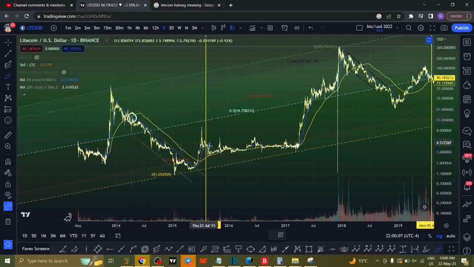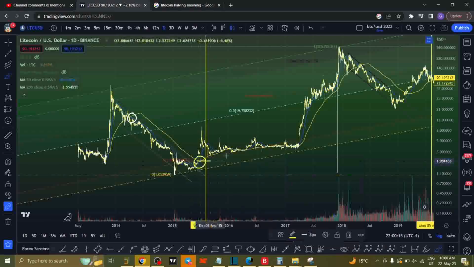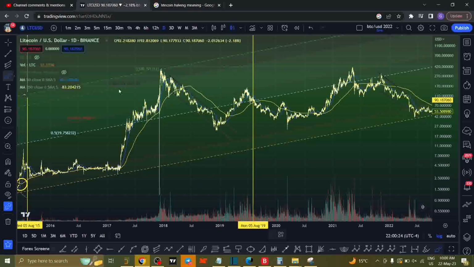Now we're going to be looking for the 50 moving average crossing above our 200 moving average, which signaled a further upside movement, just like what we had back in 2015 fractal. Right here as well, we had a golden cross, which was followed by a nice continuation to the upside.